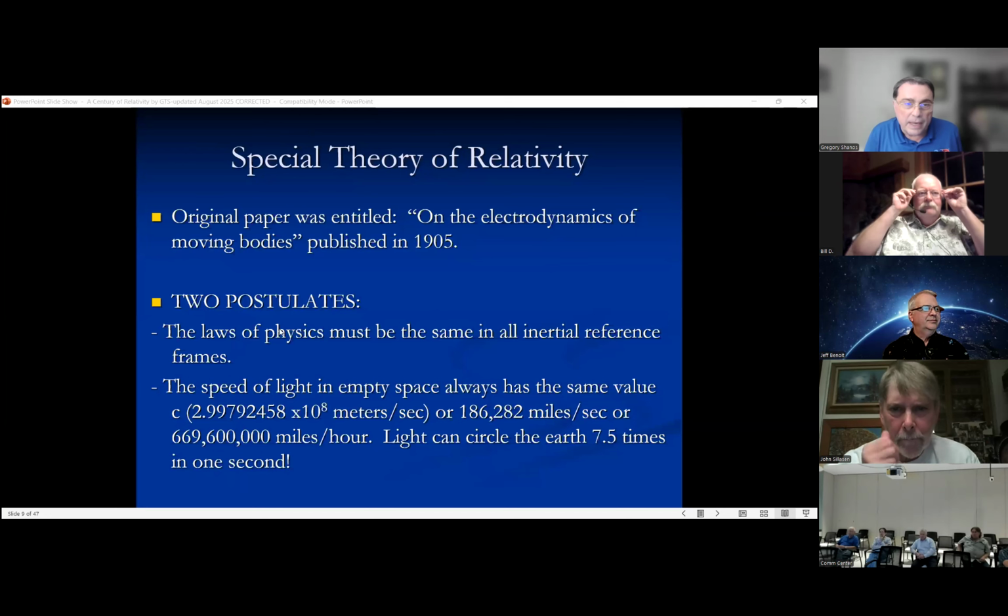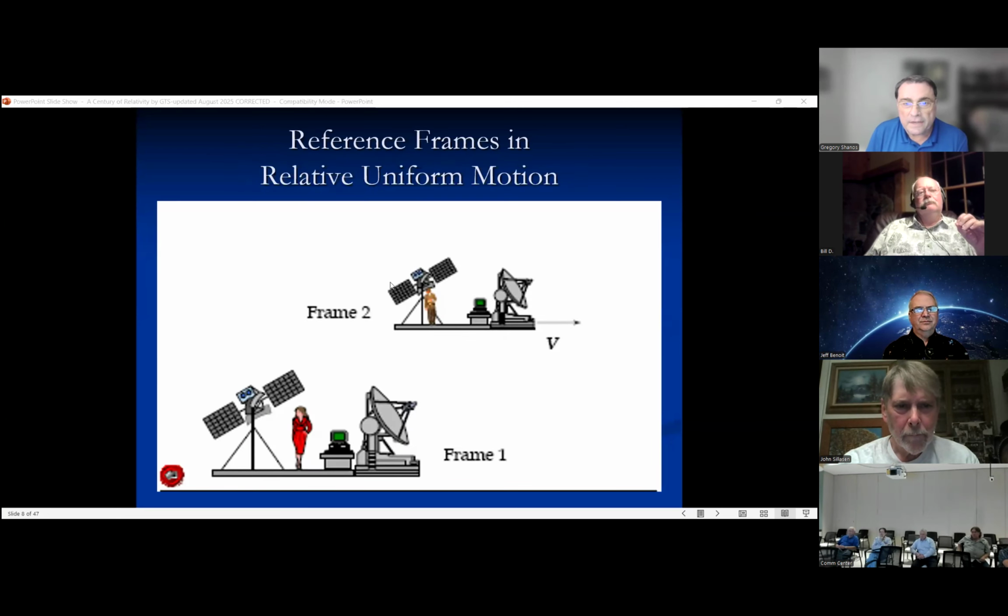So, the original paper, I mentioned that. The two postulates Einstein had: first, the laws of physics must be the same in all inertial frames of reference. So the laws of physics are the same here and here. One person doesn't have different laws of physics because they're moving faster. The laws of physics are the same, no matter how fast you're moving. If you're on an airplane or on the ground, the laws of physics are exactly the same.